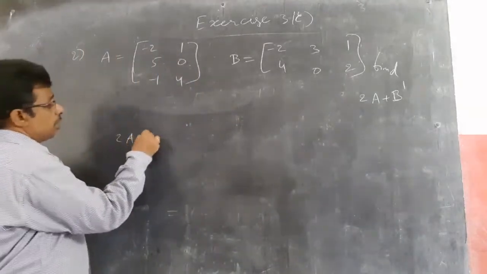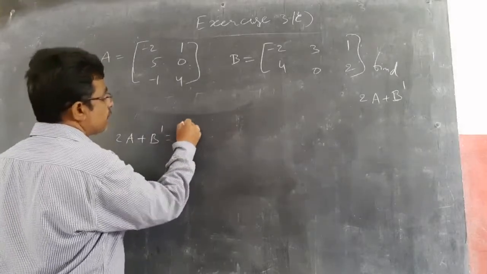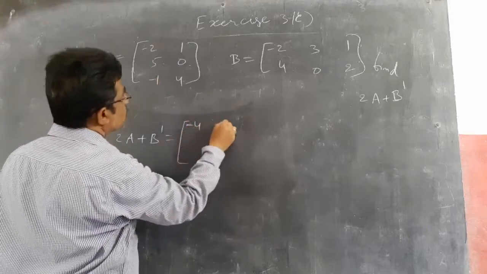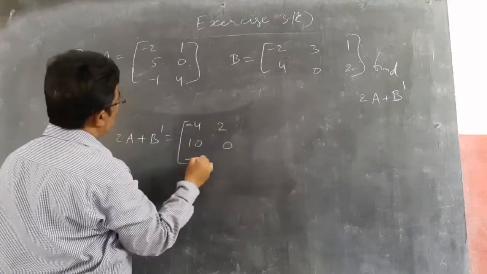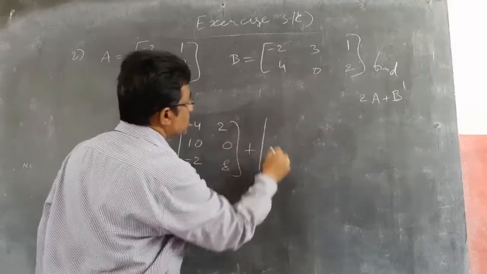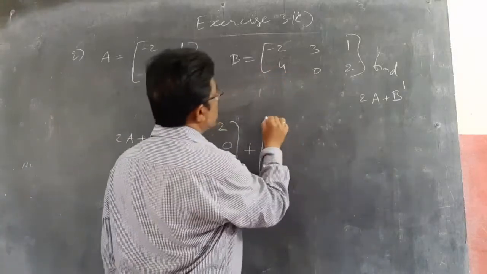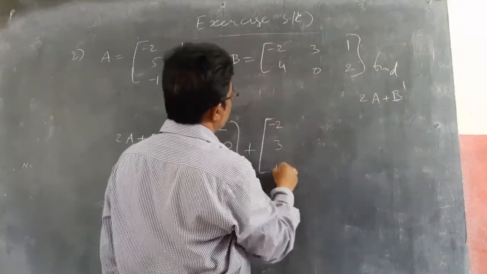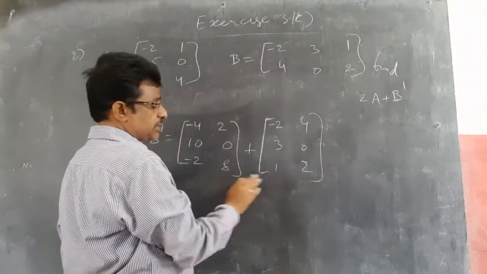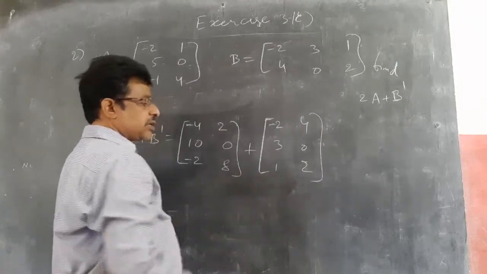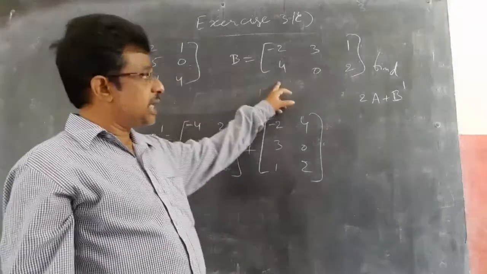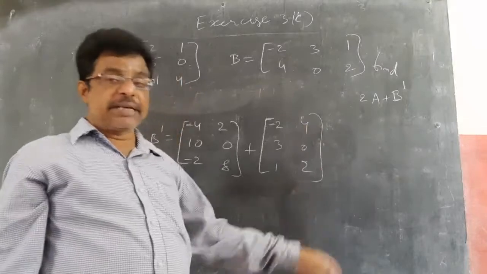2A plus B transpose is nothing but, first of all, multiplying every element of A with 2. So 2 twos are minus 4, 2, 5 twos are 10, 0, minus 2, and 4 twos are 8. Plus B transpose, changing rows into columns, columns into rows. So automatically it becomes minus 2, 3, 1, 4, 0, 2. Then only addition is possible because the number of rows and columns are equal. Matrix addition is possible if both are of the same size. Here these two are not the same size. By transposing B, I am getting both of the same size.